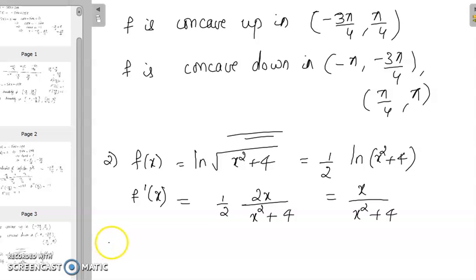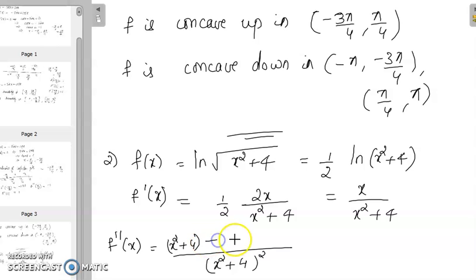and f double dash of x is, so you get x square plus 4 whole square in the denominator, then x square plus 4 into 1 minus x into 2x. So that will be 4 minus x square by x square plus 4 the whole square. So now we need to find the intervals where the function is increasing, decreasing, concave up and concave down.